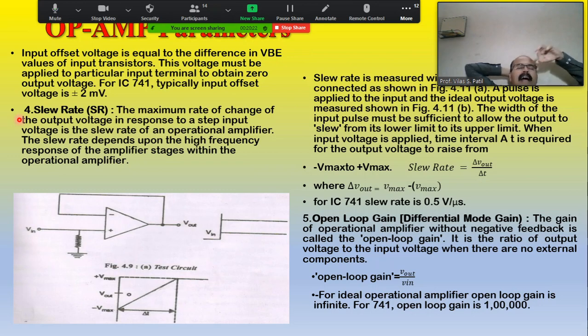If we get the graph of the output voltage versus time, where the output voltage is the change in voltage and time is the change in time, delta t, then going from minus V max to plus V max, the slew rate is the change in output divided by delta t, where the change in V out is equal to V max minus minus V max. Generally the slew rate should be very small, and that will be 0.5 volt per microsecond. किती आहे बघा, that is 0.5 volt per microsecond.